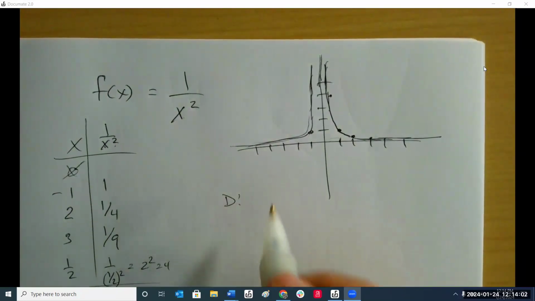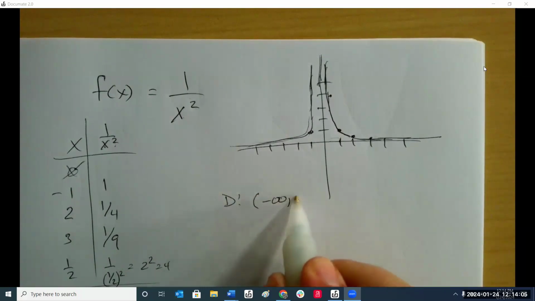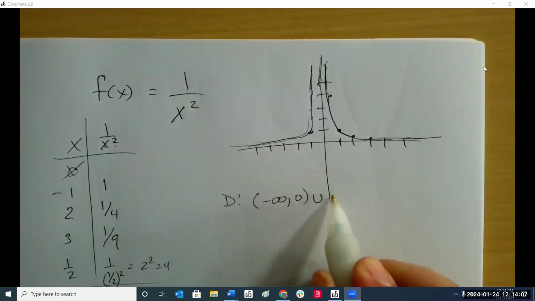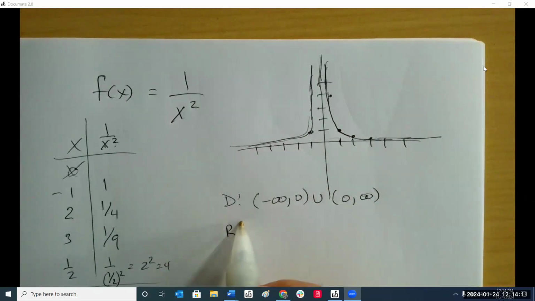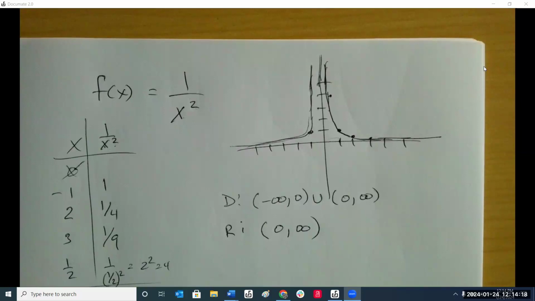Because whenever your function is squared, you can never have a negative answer. The domain is -infinity to 0, 0 to +infinity, and the range is from 0 to +infinity. So far, so good? Yeah, because once you understand these, then we're going to look at transformations, shifting them and stretching them and shrinking them.